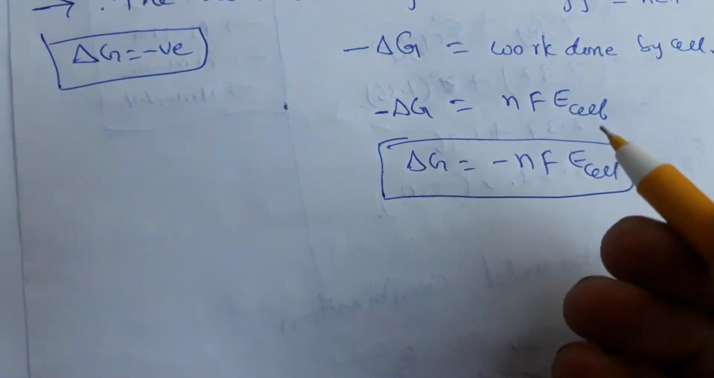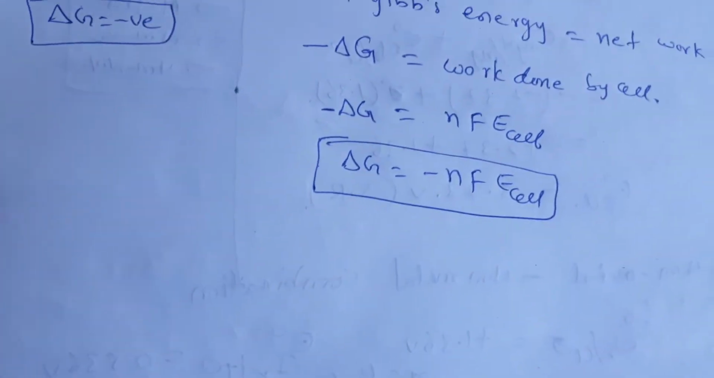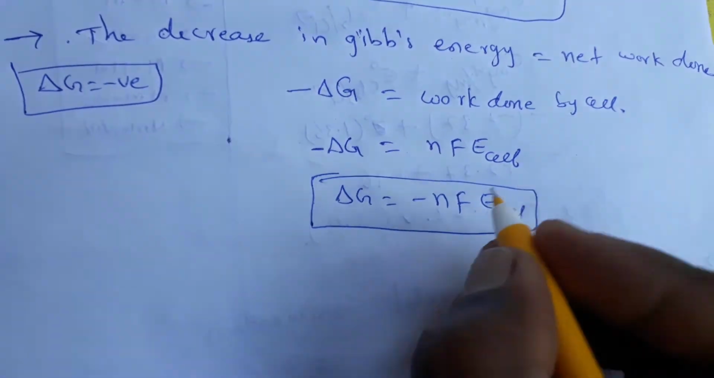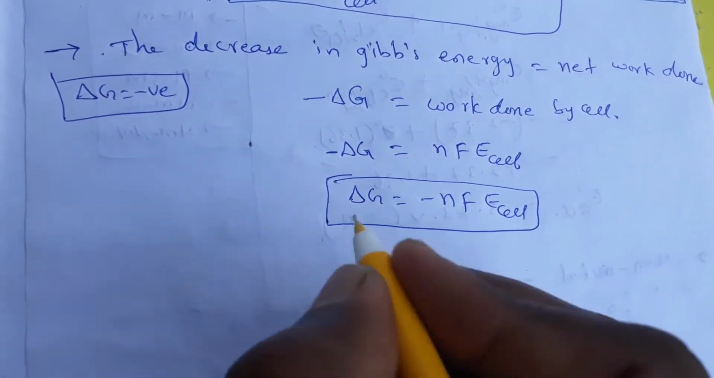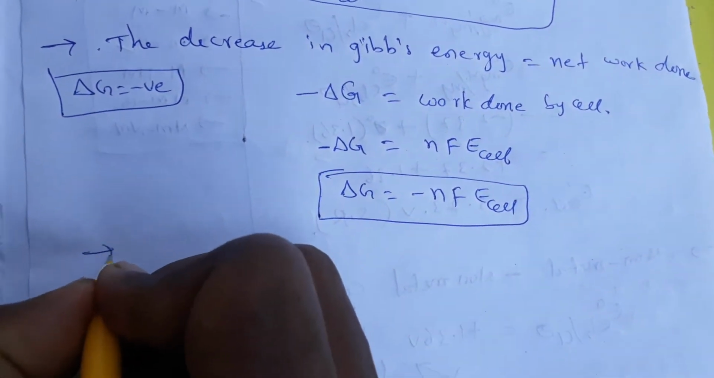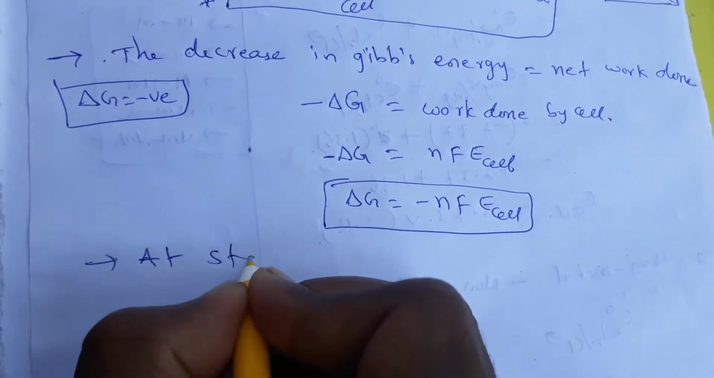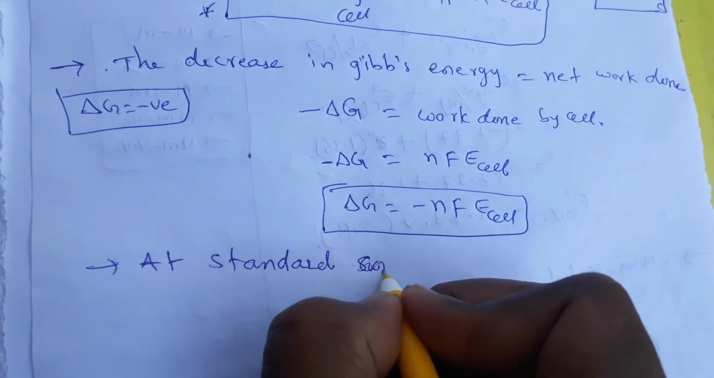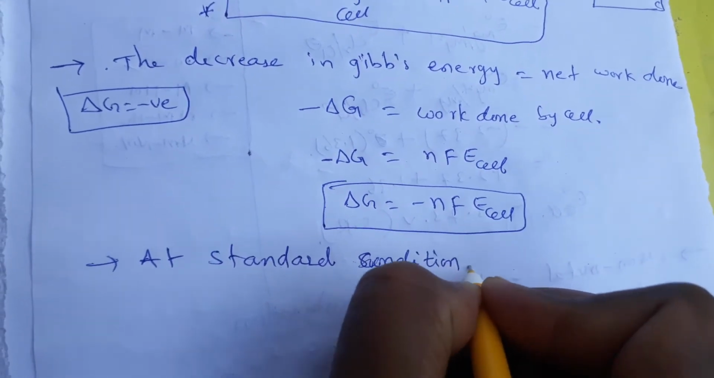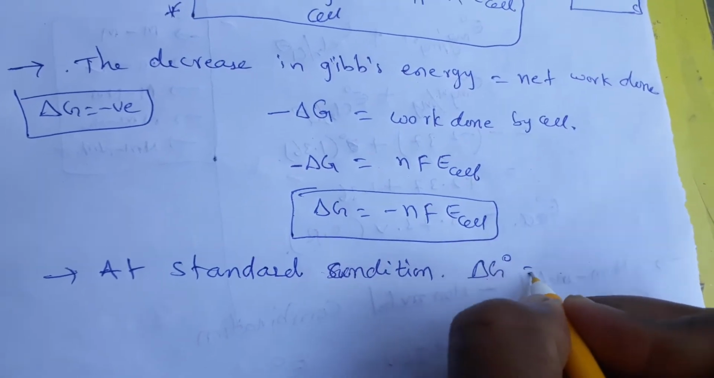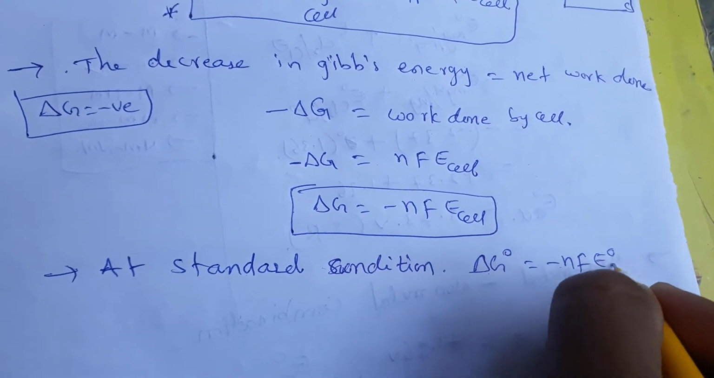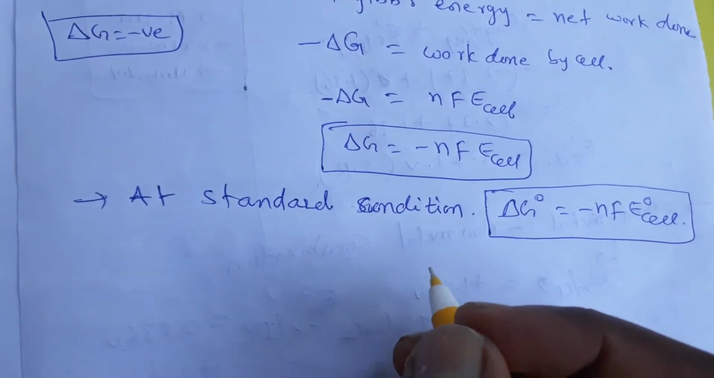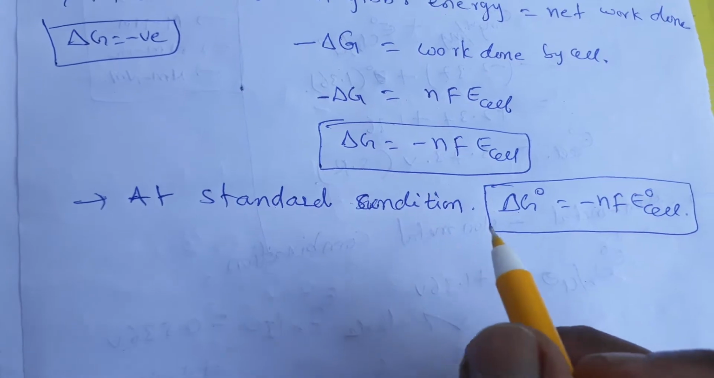we can find the number of Faradays, n Faraday, that means the number of electrons, and Faradays we know, then we can find out the Gibbs free energy. So delta G is equal to, if I take standard conditions, then delta G naught is equal to minus nFE naught cell. So this is about the work done by the cell.